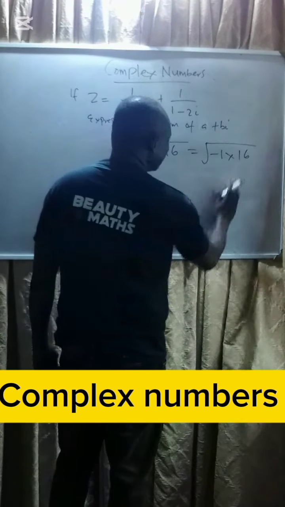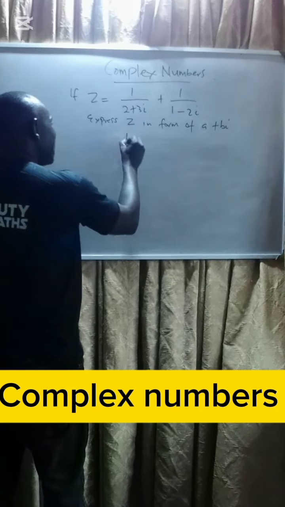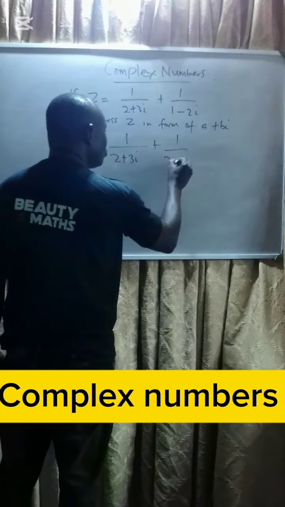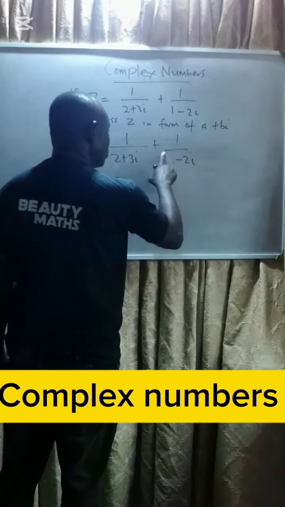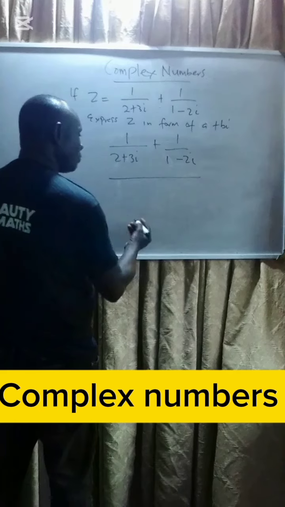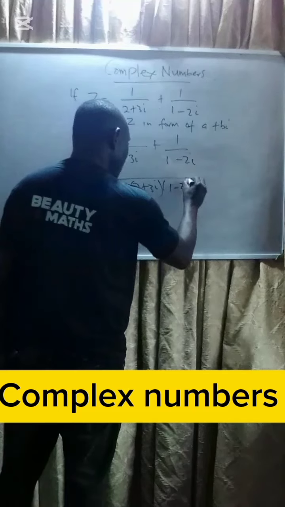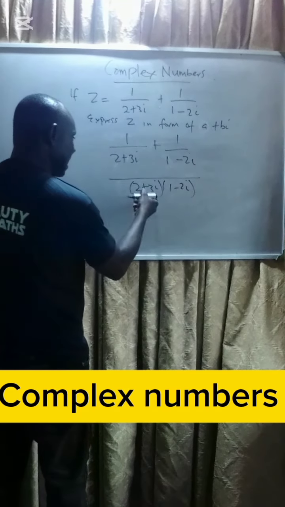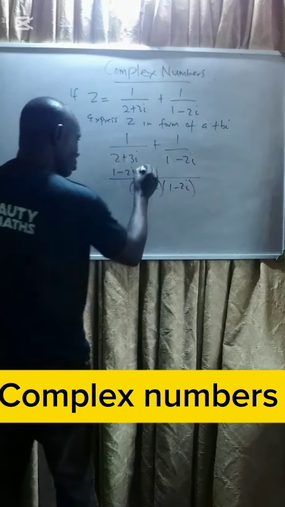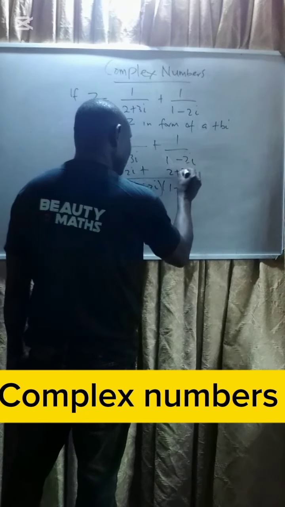Having said that, now let us get to this problem. I can write this as 1 over 2 plus 3i plus 1 over 1 minus 2i. Now, taking the LCM as the product of the denominators, I can write 2 plus 3i times 1 minus 2i. If I use this to divide, this cancels out and this will remain, so I have 1 minus 2i, plus, if I use this to divide, this cancels out and I have 2 plus 3i.